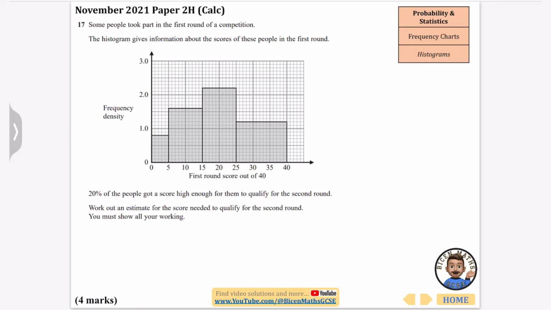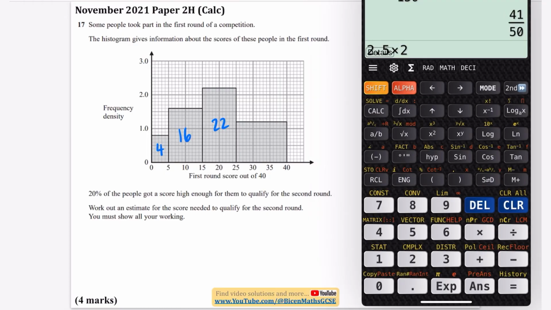So I'm going to just find the areas of all of these different bars. I'm going to do them nice and quick. So this is 5 multiplied by 0.8, and 5 times 0.8 is 4. This is going to be 10 multiplied by 1.6, and 10 multiplied by 1.6 is 16. This is going to be 10 multiplied by 2.2, which is 22. And then the last one that we've got is going to be 15 multiplied by 1.2. That's the only one I'm going to do on my calculator. 15 multiplied by 1.2 is 18.